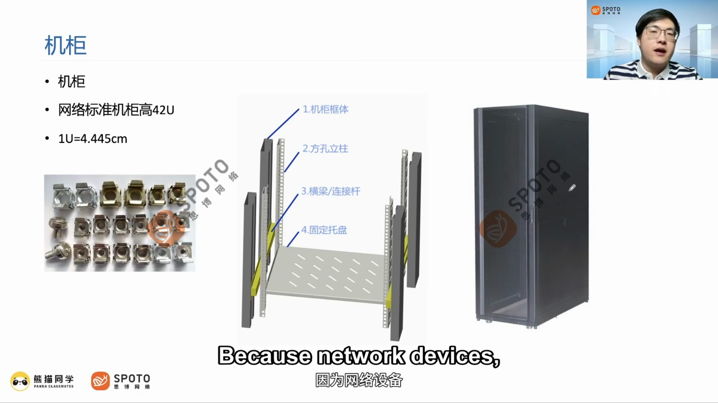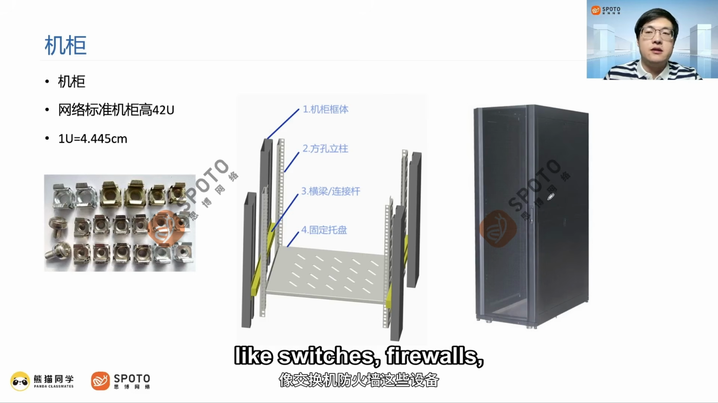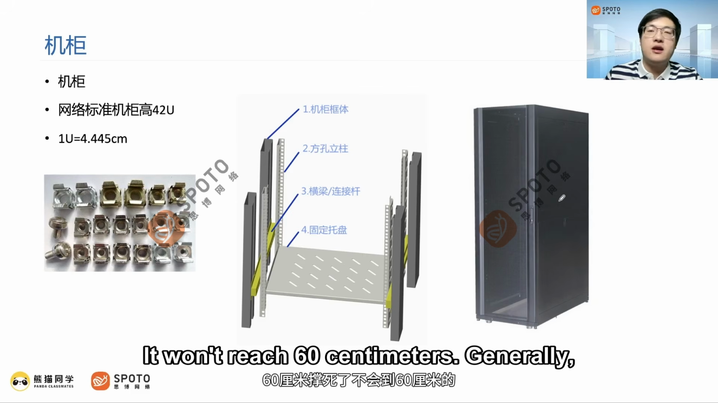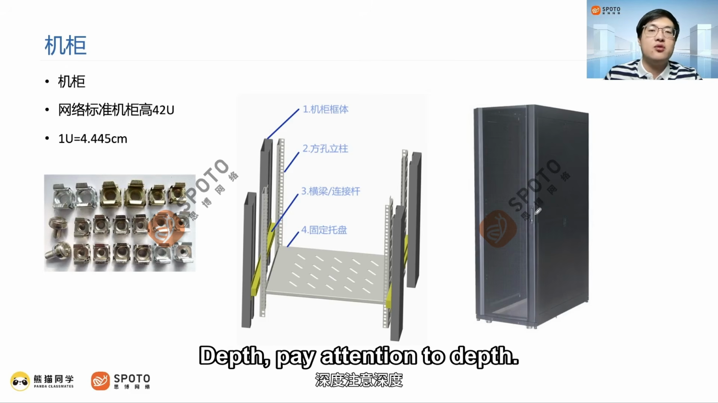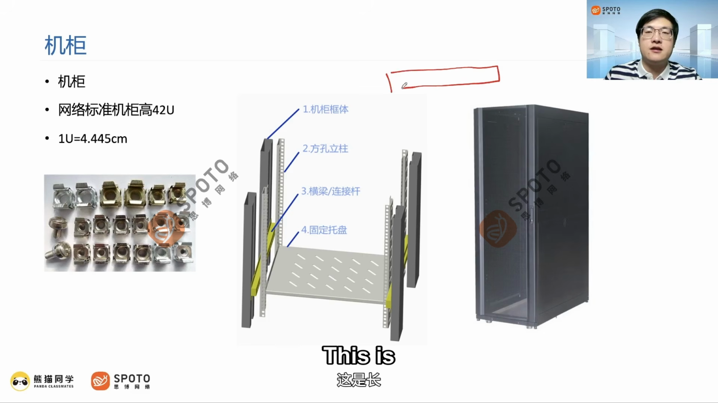Because network devices like our switches and firewalls, their depth is generally 40 to 50 centimeters, 60 centimeters max. It won't reach 60 centimeters. Shorter ones can be just over 10 centimeters. Depth, pay attention to depth. Consider this box, this is length.